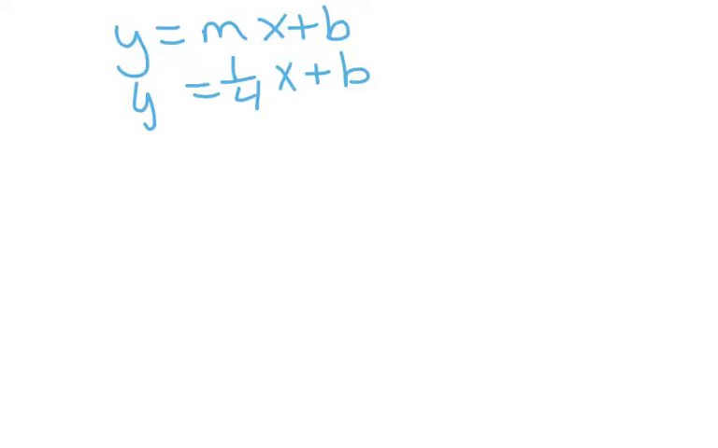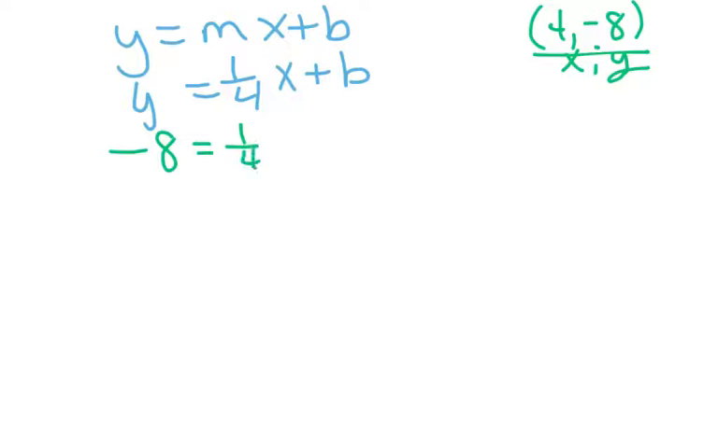And it passes through the point (4, -8). So we know this point lies on this line. So this is my x and y, and I'm just going to substitute my x and my y. My y is -8, my x is 4, and I'm going to solve for b.